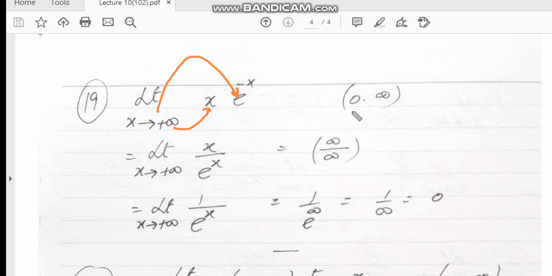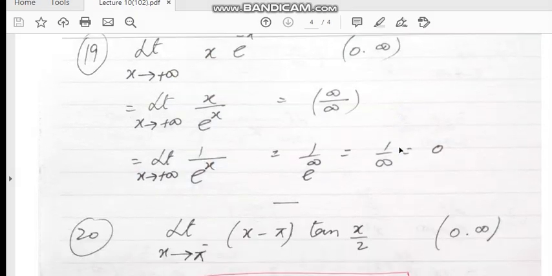Remember, whenever the question is of 0 into infinity form, we try to convert that question into infinity over infinity or 0 over 0 form. Here I have just arranged this question and have written it like x over e raised power x. Now this is infinity over infinity form. Now proceeding like the previous question, derivative of x is 1, derivative of e raised power x is e raised power x, and then putting the limits, the answer is 0.